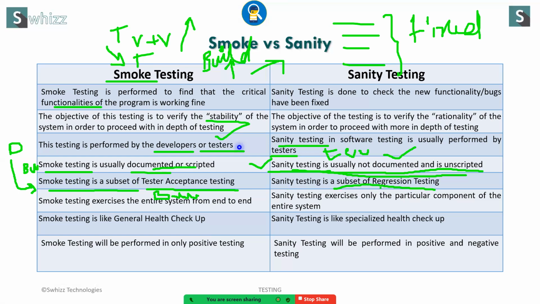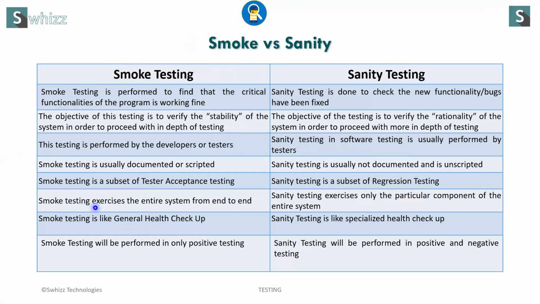Subset of regression testing means that after the developer fixes the bug, to make sure that particular bug got fixed, you have to perform testing again thoroughly, to check whether the new changes or the changed build affect any other functionality. Because of all this, you again have to verify that the functionality meets the business logic or business requirement. Okay, so smoke testing exercises the entire system from end to end.